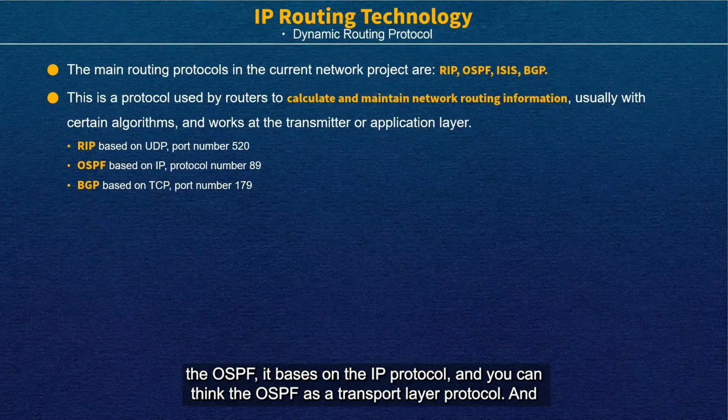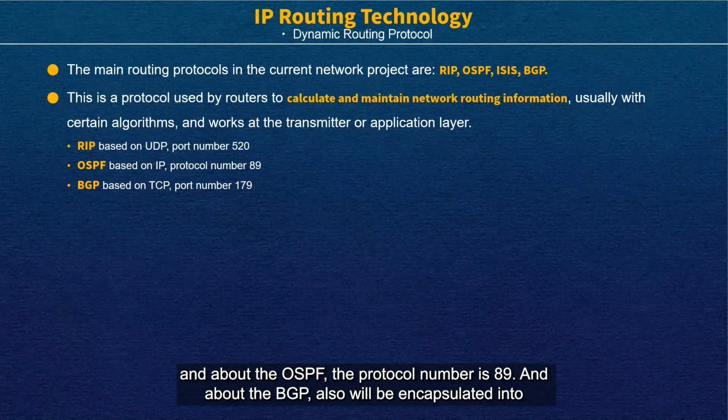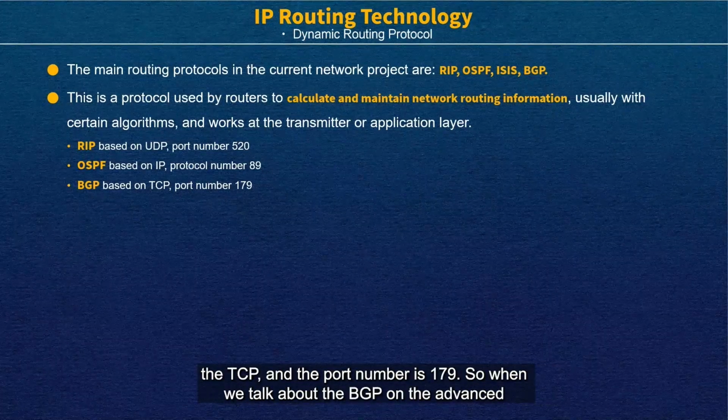And OSPF is based on the IP protocol, so you can think OSPF is a transport layer protocol. In the IP header, we use the protocol number to indicate different upper layer protocols. And for OSPF, the protocol number is 89. And BGP is encapsulated into TCP, and the port number is 179.